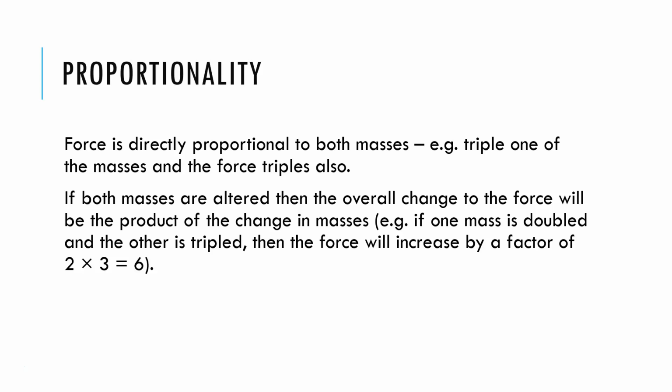Or another example, if I halved one of the masses and quadrupled the other one, so made it 4 times bigger, then the overall change there would be a half times 4 equals 2. So the force would then be 2 times larger than it would be originally. So that's pretty straightforward.